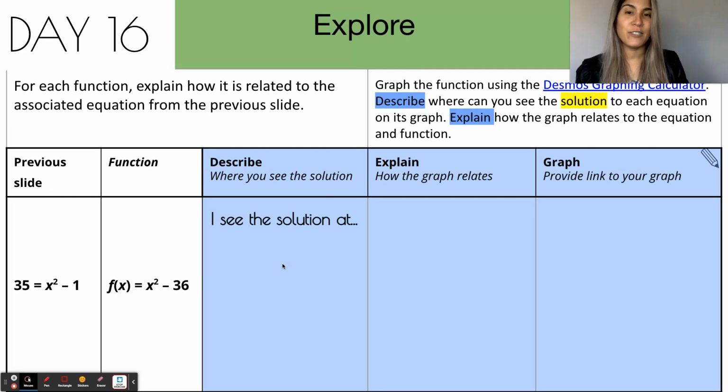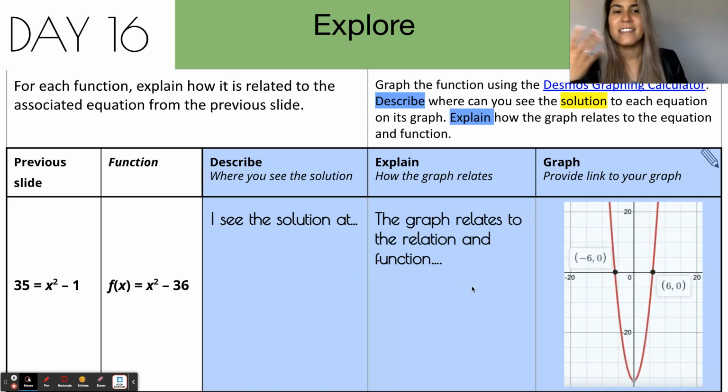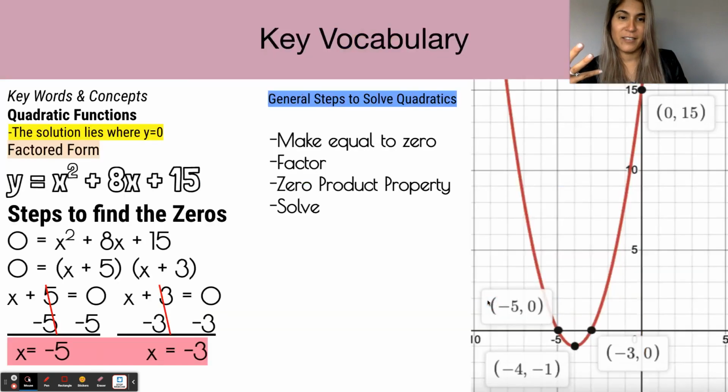So I see the solution at. The graph relates to the relation and the function, and then they can provide an image or just the link of the image.